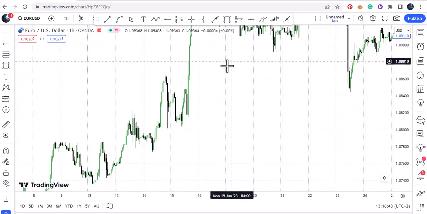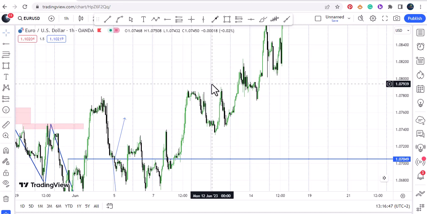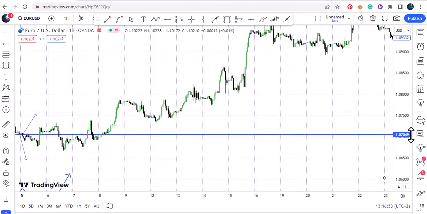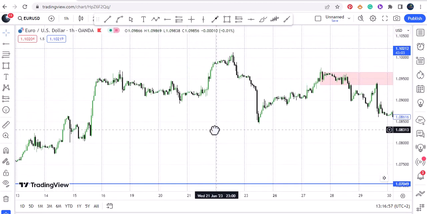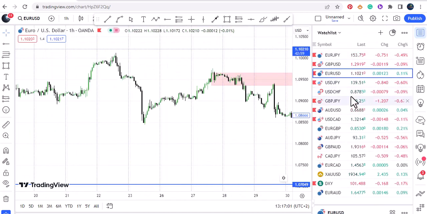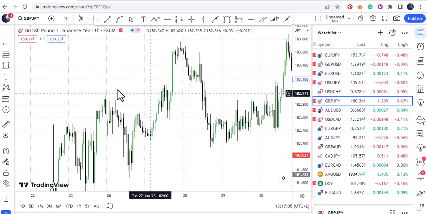So with that being said, we will go and look at the last and most effective way of demand. We are going to be looking at the wicks in the candlesticks, and we are going to be marking the wicks and identifying our demand and supply using the wicks that we are going to mark out.